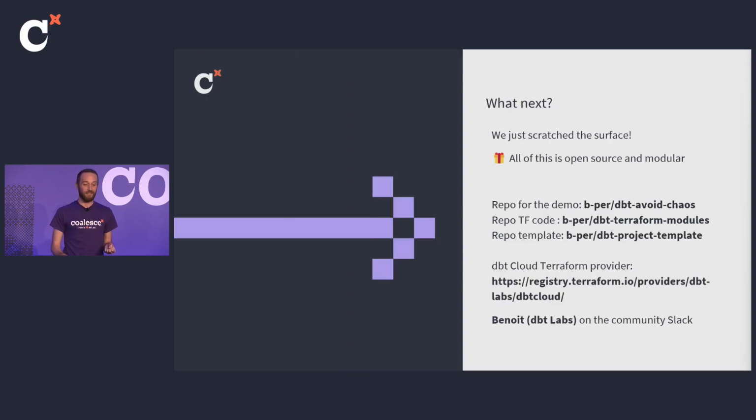So what's next? This is just scratching the surface. All of the code that I've shown is open source. It's all available online. I think maybe the dbt Avoid Chaos is not open source yet. I just need to connect to GitHub. But yeah, it's all available for anyone. Someone could just tomorrow clone, or even today. Why wait for tomorrow? Today could clone the repo, just put your Snowflake account name, your dbt Cloud account name, and you could get projects in 5 minutes.